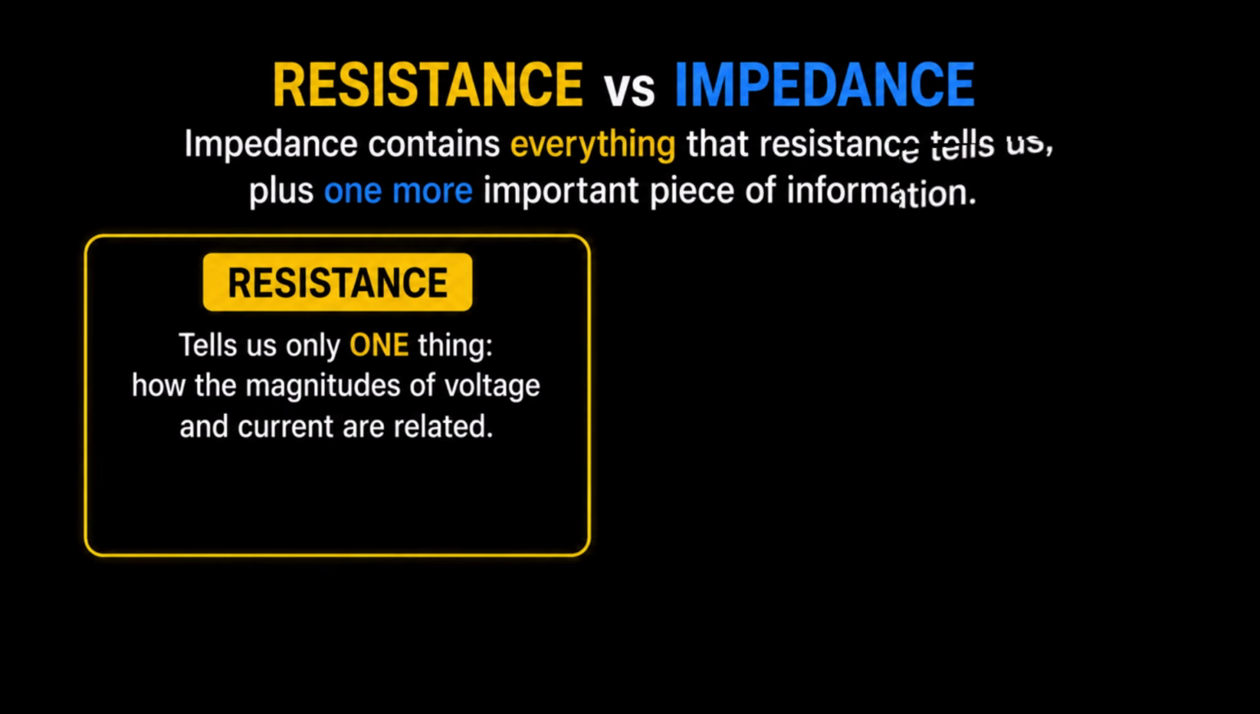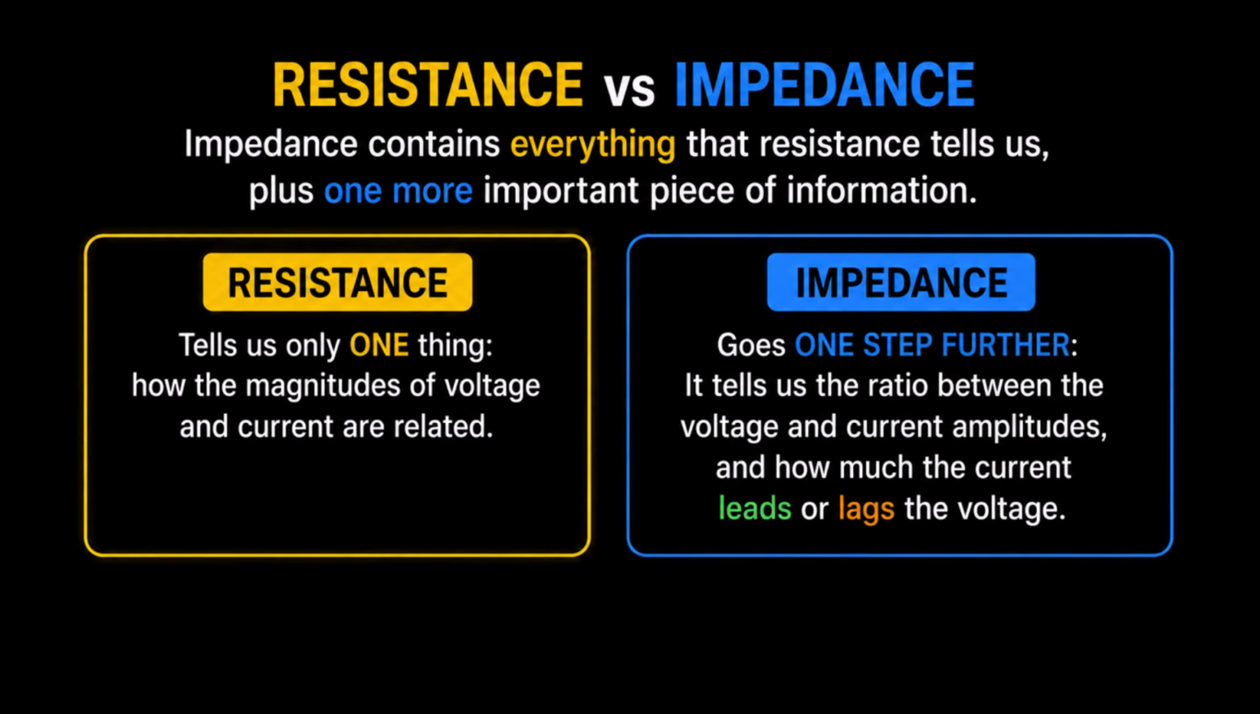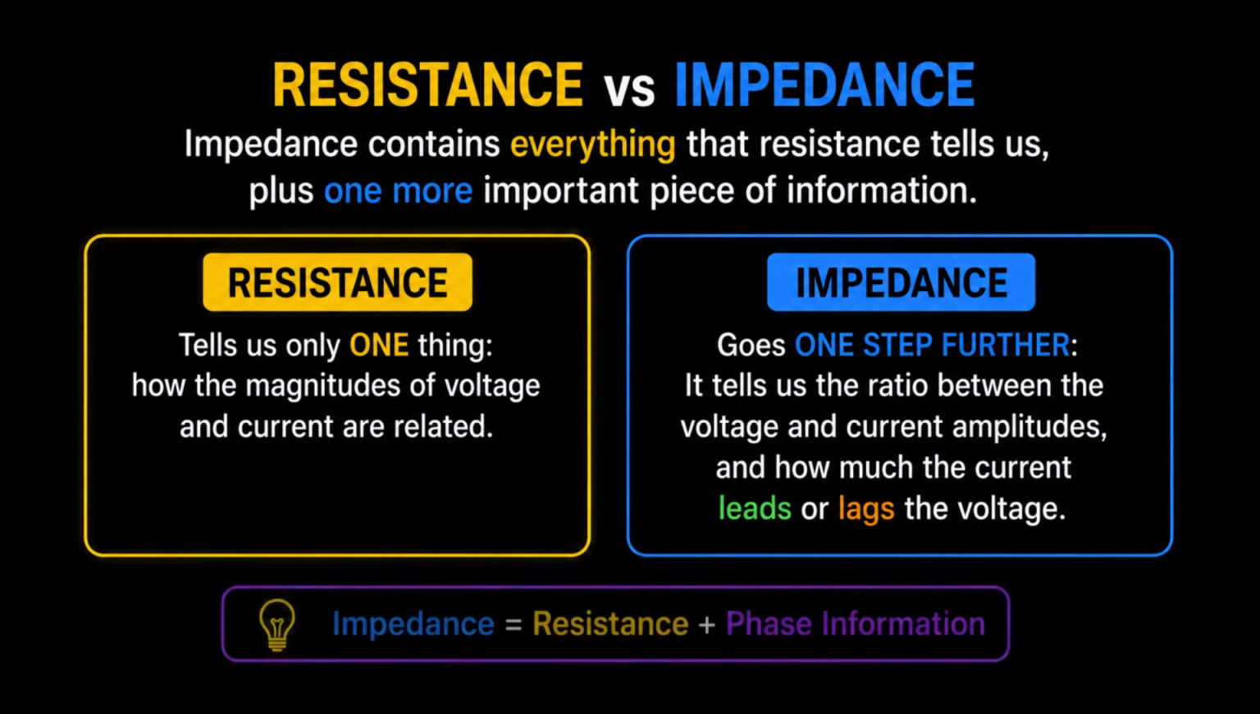Resistance tells us only one thing, how the magnitude of voltage and current are related. But impedance goes one step further. It tells us not only the ratio between the voltage and current amplitudes, but also how much the current leads or lags the voltage. In other words, impedance contains everything that resistance tells us, plus one more important piece of information. You can think of impedance as the big brother of resistance. So impedance plays exactly the same role for sinusoidal steady-state circuits that resistance plays for DC steady-state circuits.